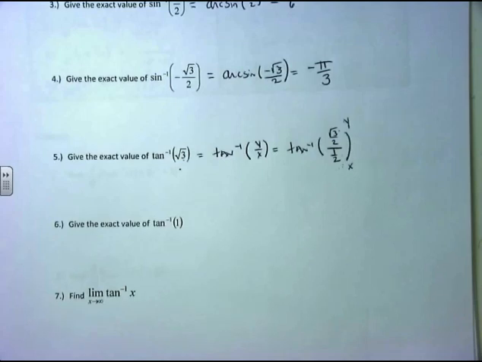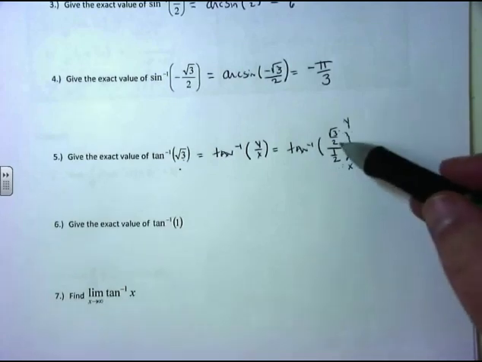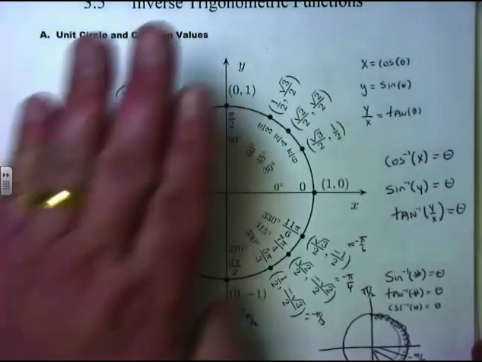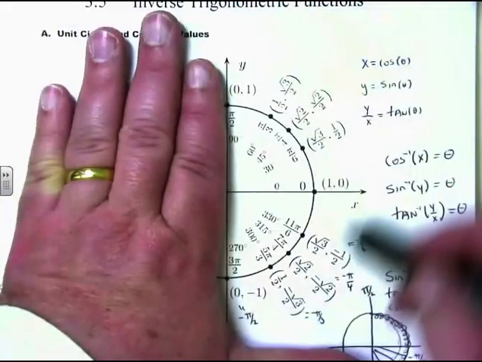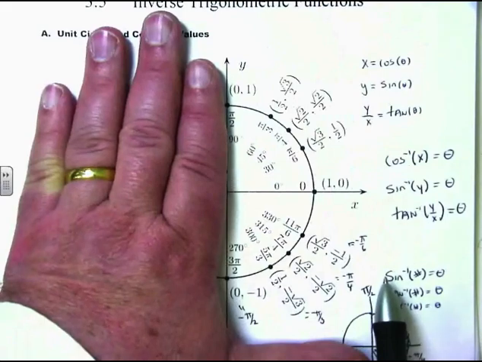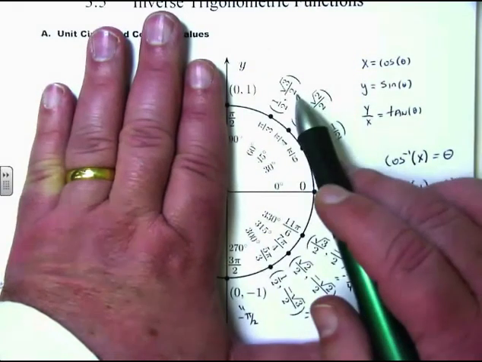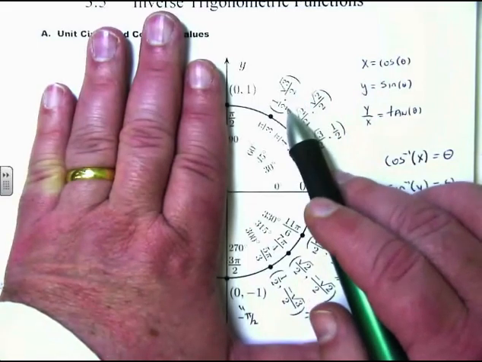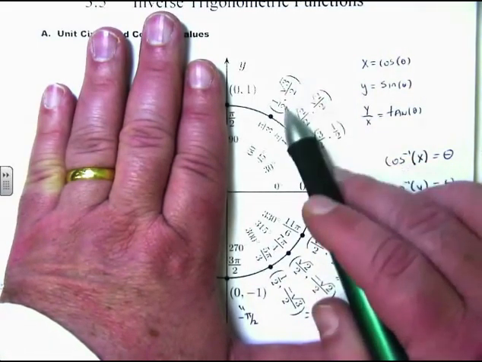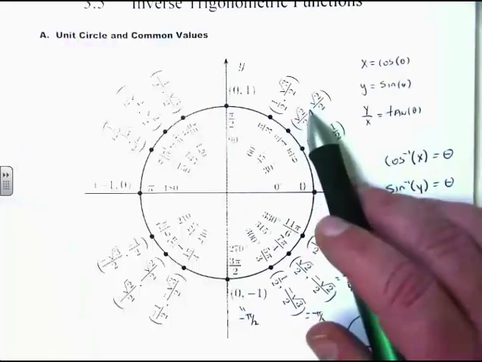So where is the y-coordinate square root of 3/2? Where's the x-coordinate 1/2? So, again, for tangent inverse, we're looking at the right half of the graph, so there's only half the number of points I need to inspect here. I want the y-coordinate to be square root of 3/2. I want the x-coordinate to be 1/2, so what angle is that? Pi thirds.